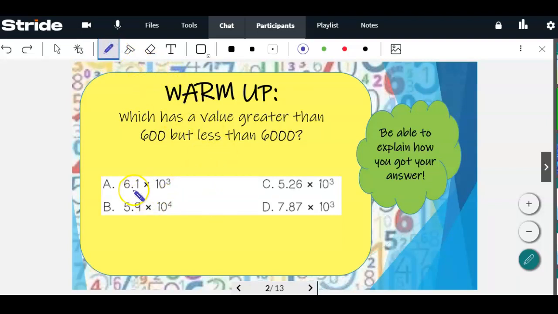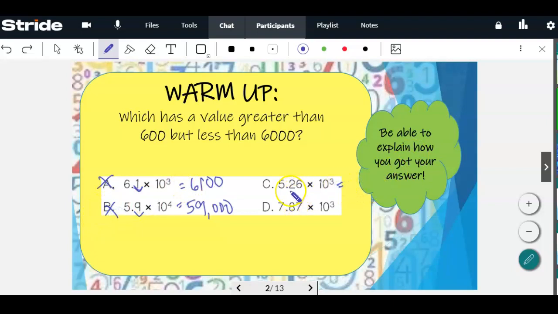So the A says 6.1 times 10 to the third. That means you're going to move that decimal over 3 places. So that's 1. So you have to add 2 more zeros. Okay, so that's not less than 6,100. All right, the next one, you're going to move it over 4 places. So you have to add 3 zeros. Definitely not less than 6,000.